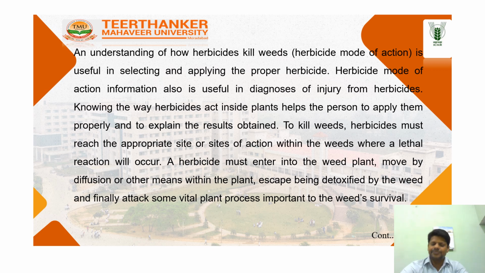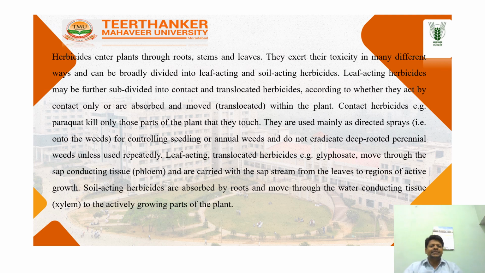If a herbicide is applied in the field, it must enter the weed plant, moved by diffusion or other means in the plant, escape being destroyed by the weed, and ultimately attack some vital plant process important to weed survival. Herbicides enter the plant through the root, stem and leaf. This means if a herbicide is applied in the field, it enters the plant from two sides: first the root, next the stem and leaf.